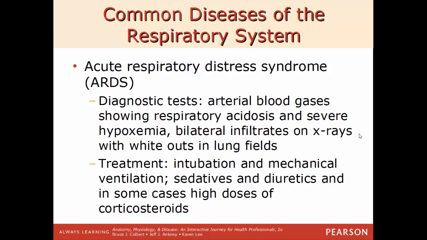Some diagnostic tests: arterial blood gases showing respiratory acidosis and severe hypoxemia, and bilateral infiltrates on x-rays with whiteouts in the lung fields. Those are good indicators of ARDS. Some treatments: intubation and mechanical ventilation, sedatives and diuretics, and in some cases, high doses of corticosteroids.